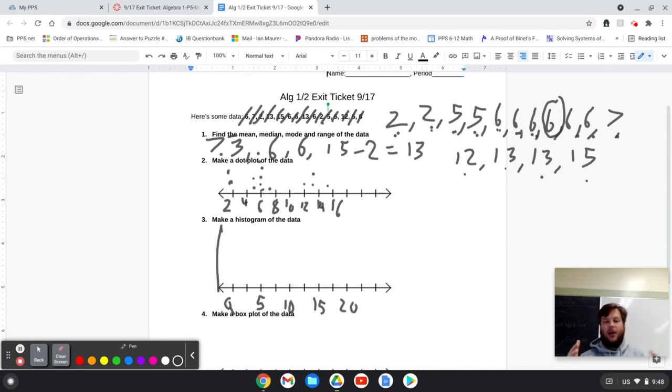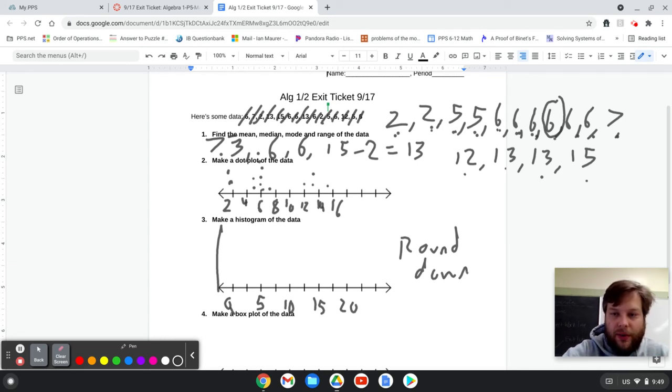What I'm doing is counting how many data points are in each of those intervals, and I'm going to round down. So what does that mean? I'm going to take 5 and round it down to 0 to 5. So when I look at it, how many numbers are in between 0 and 5?